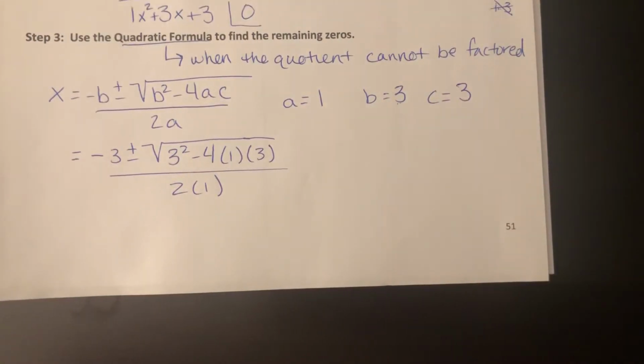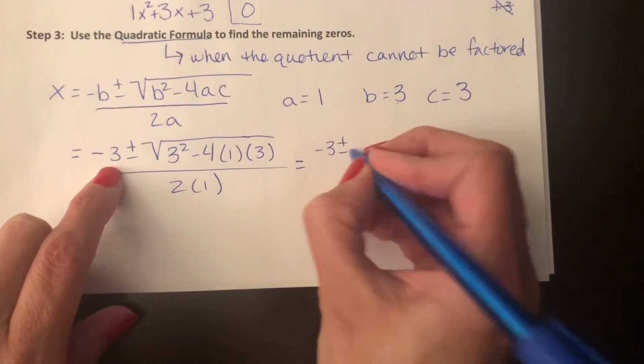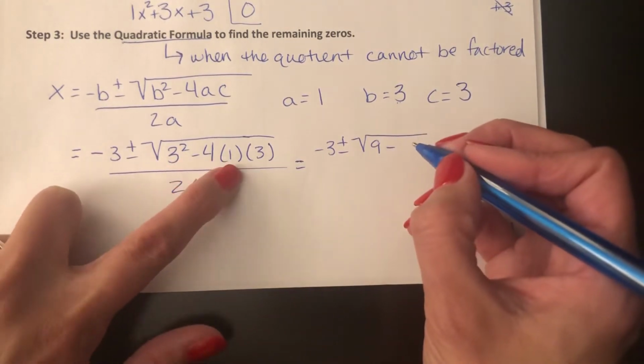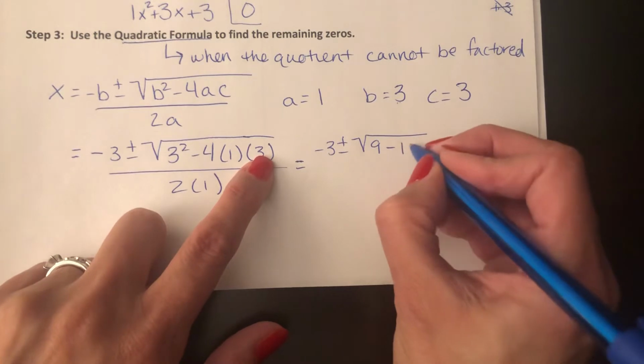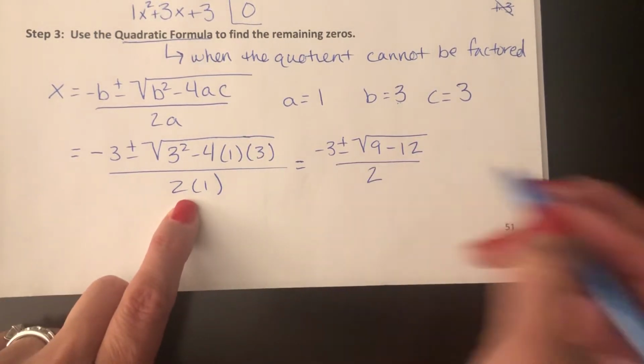Now we're ready to simplify it. So negative 3 plus or minus the square root of 3 squared, which is 9. Negative 4 times 1 times 3 is negative 12. All over 2 times 1, which is 2.